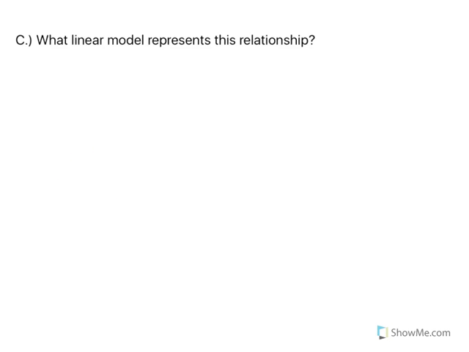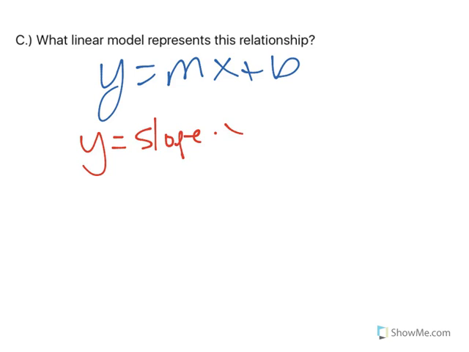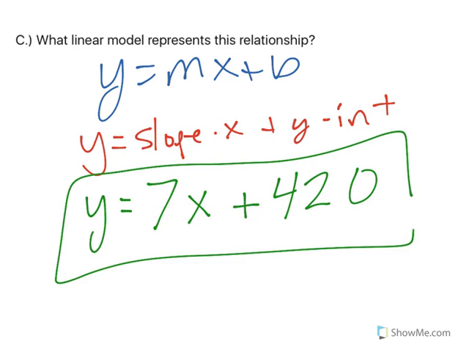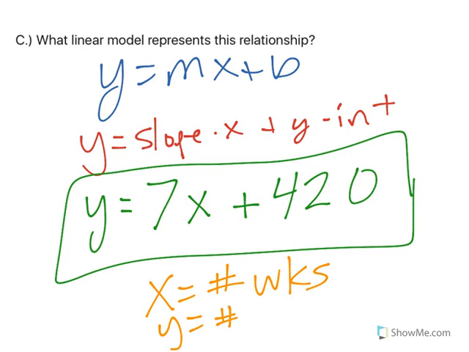And now that I have a slope and a y-intercept, I can write my linear model, right? Y equals mx plus b, or y equals slope times x plus the y-intercept. So if we have y equals slope times x plus the y-intercept, we can fill in our values. Slope of 7 times x plus the y-intercept of 420. So this is our linear model. So remember that x represents number of weeks that go by, and y equals the total number of pennies.